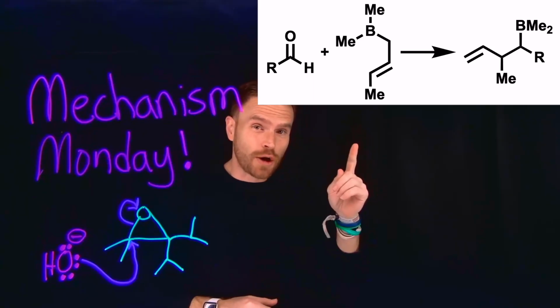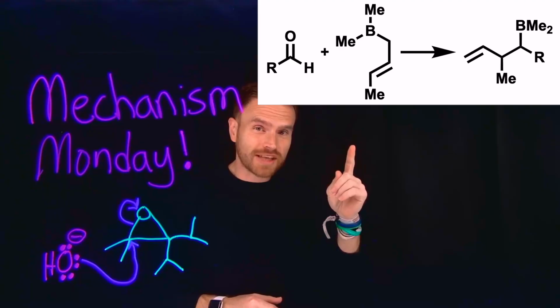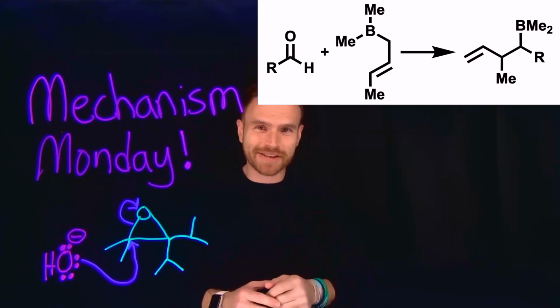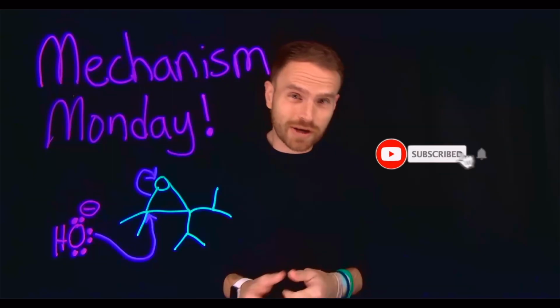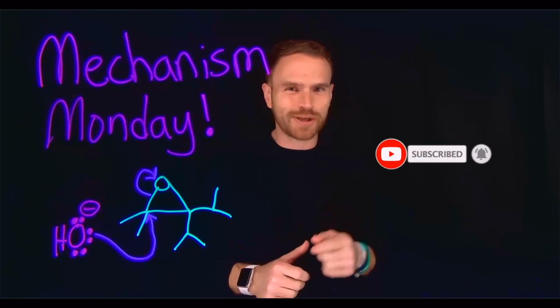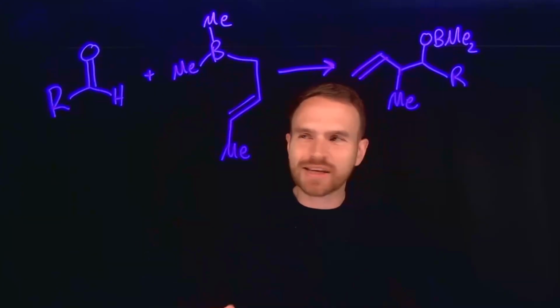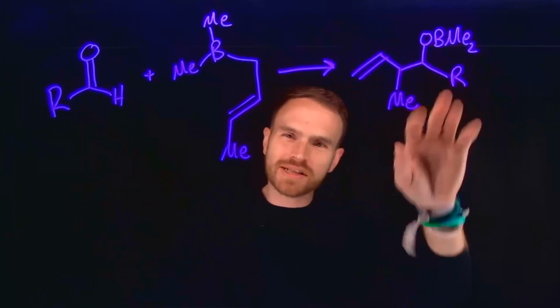In last week's video, I asked if you could solve the mechanism for this chemical transformation, so if you haven't had a chance, pause the video now and try it independently. And make sure you stick around to the end because I'll give you another mechanism to solve for next week's video. In this reaction, we have an allyl borane reacting with an aldehyde to give us a completely rearranged product.